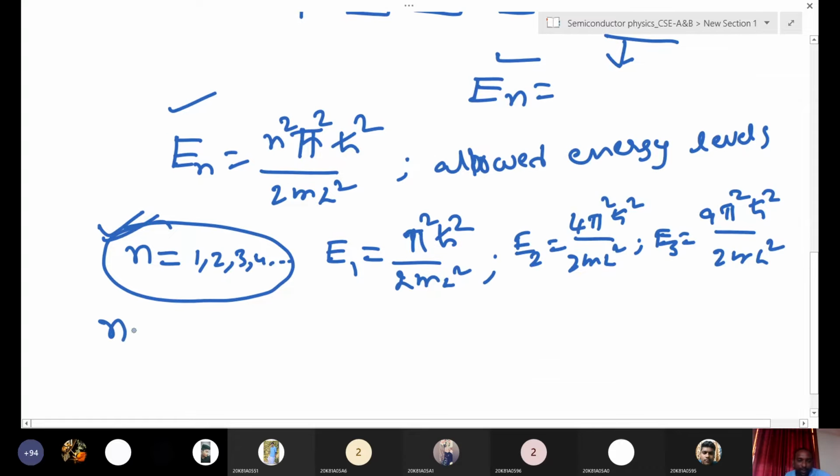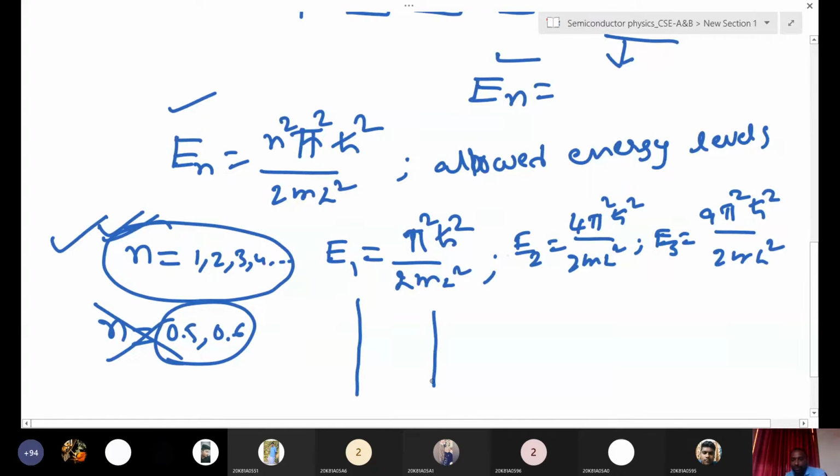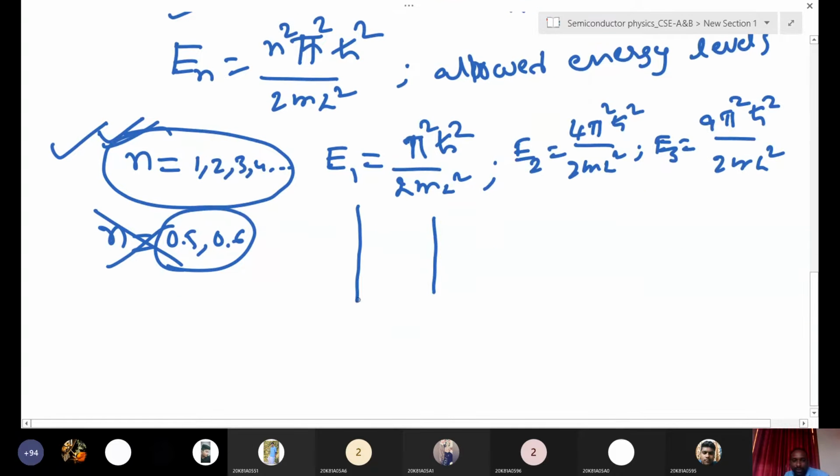So here we are not taking 0.5 or 0.6. We are not taking decimal values. These are not allowed; these are allowed. Suppose you draw the diagram here. Yesterday also we drew this diagram. This is E1, the ground state energy. This is E2, the first excited energy, and this is E3.